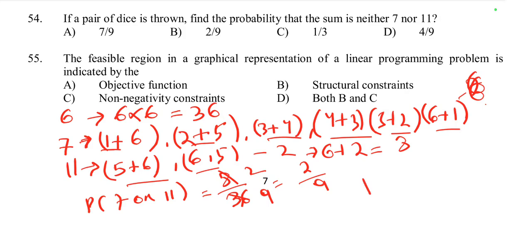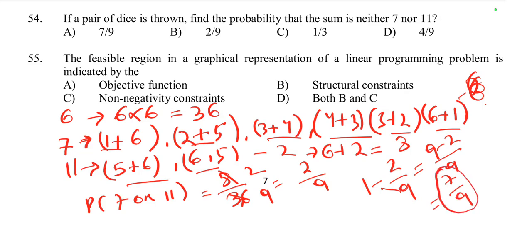Complement means 1 minus 2 by 9. 1 minus 2 by 9 is equal to 9 into 1, means 9 minus 2. So 9 minus 2 by 9 is equal to 7 by 9. So here we are getting 7 by 9. So the right option is 7 by 9, option number A, 7 by 9.